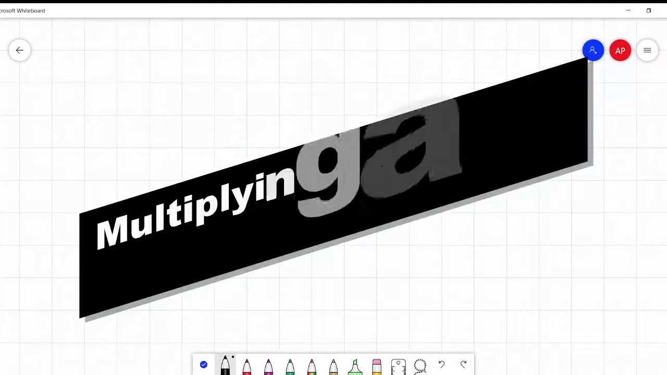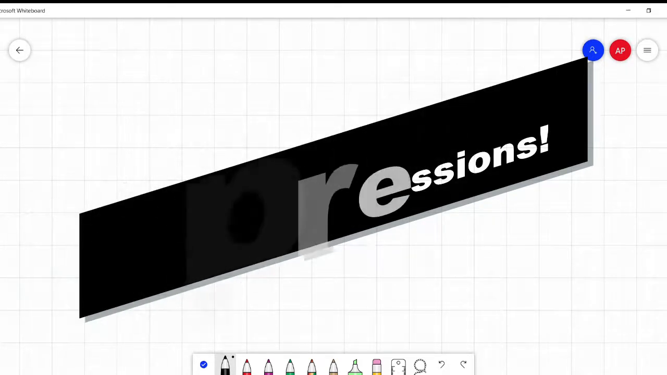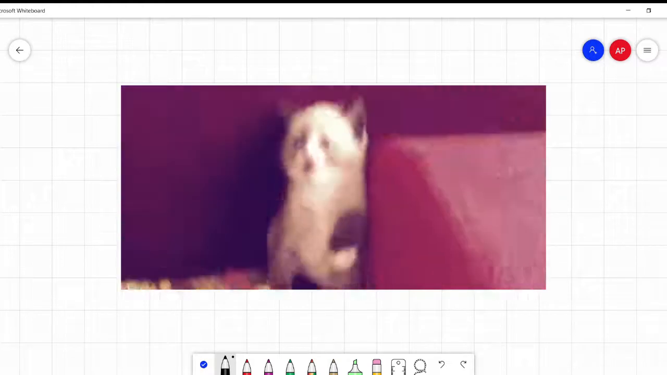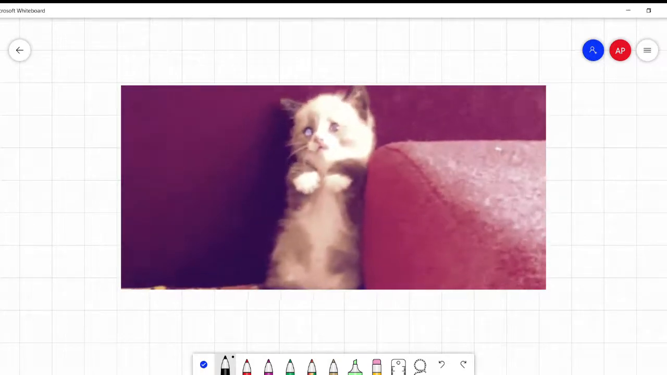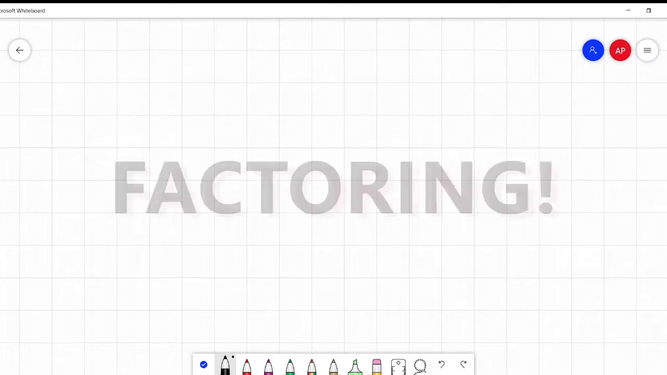Today's lesson is on multiplying and dividing rational expressions. When you look at these problems, they're going to look scary. They're going to be like, no, the horror. They're really not that bad once you get to the end of them. The beginning, the main part of this is going to be factoring.